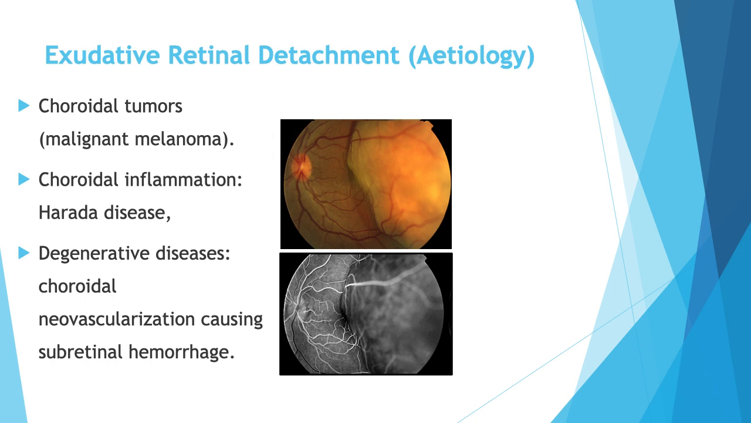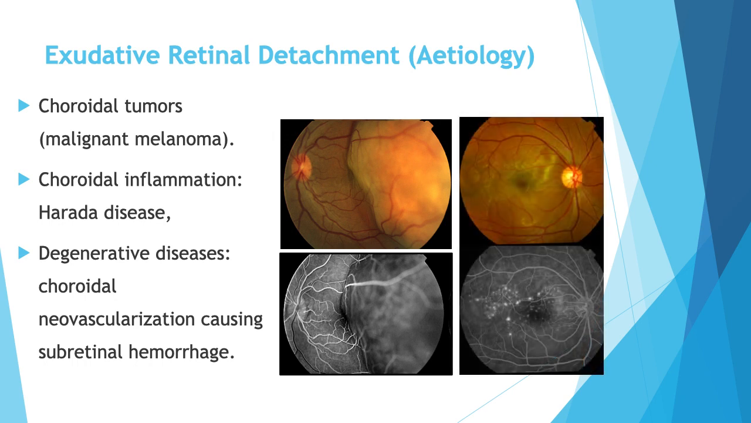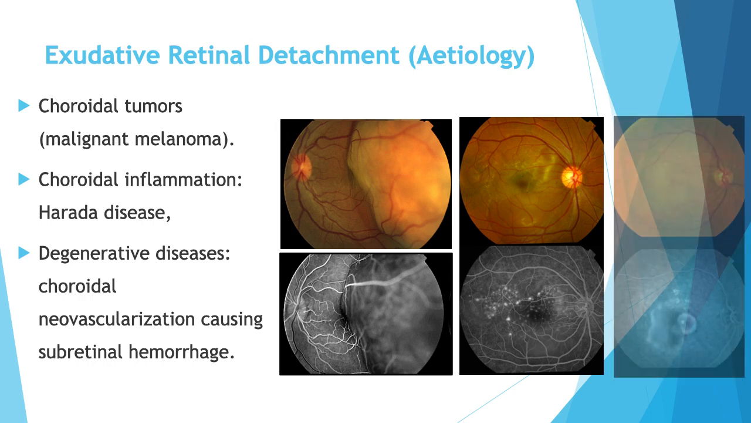How about the secondary retinal detachment? Secondary retinal detachment, we said we have two types: exudative retinal detachment, which is caused by something under the retina, pushing the retina from below, like in the choroid, and making fluid accumulation under the surface of the retina, like choroidal tumors. Malignant melanoma of the choroid can cause exudative retinal detachment. Choroidal inflammation, like Harada disease, which is an autoimmune disease with a multifocal inflammation in the choroid, pushing the retina like this, multifocal inflammation, and then fluid will be accumulated in the central area.